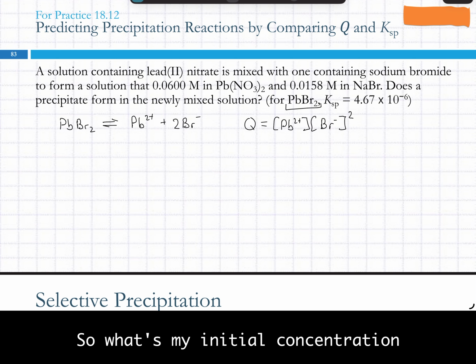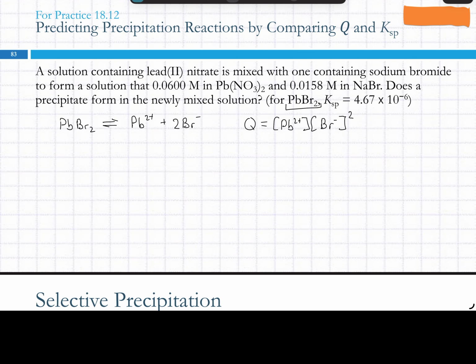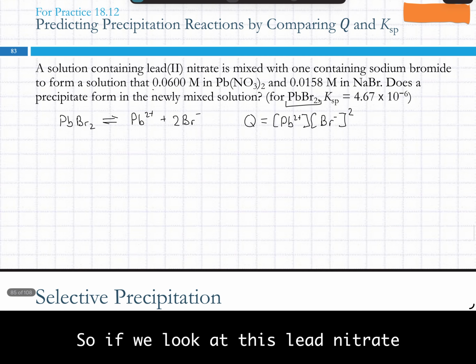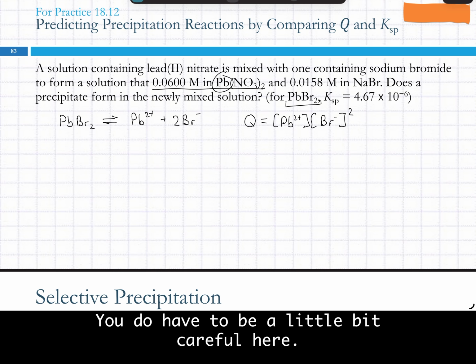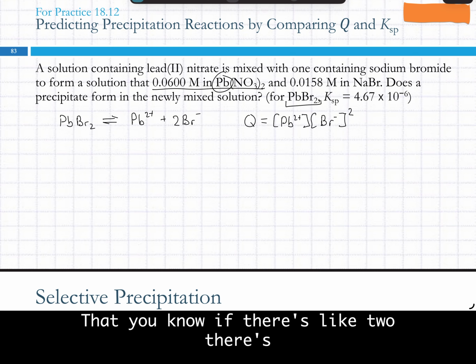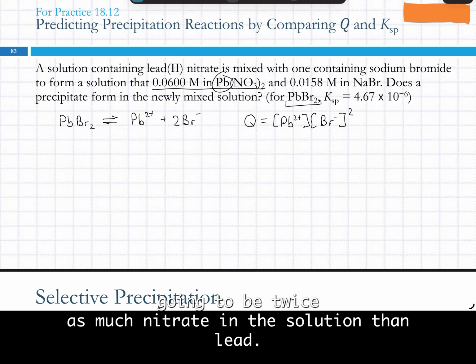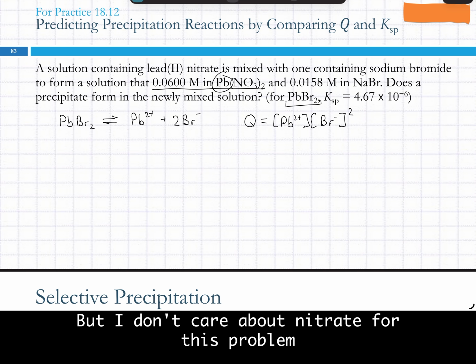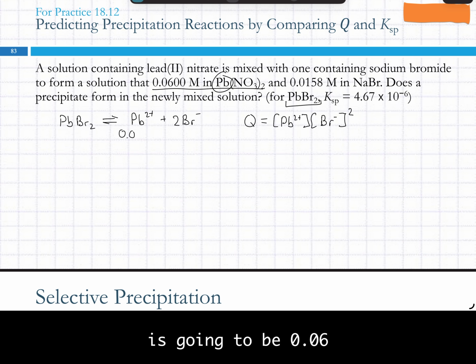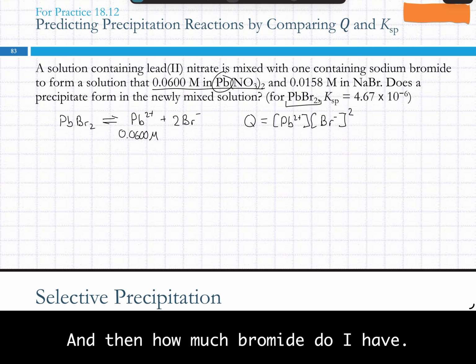So what's my initial concentration of lead going to be? 0.06 molar. All right, so if we look at this lead nitrate, there's only one lead in there. You do have to be a little bit careful here that if there's like two, there's going to be twice as much nitrate in the solution than lead. But I don't care about nitrate for this problem. This is going to be 0.06 molar. And then how much bromide do I have?